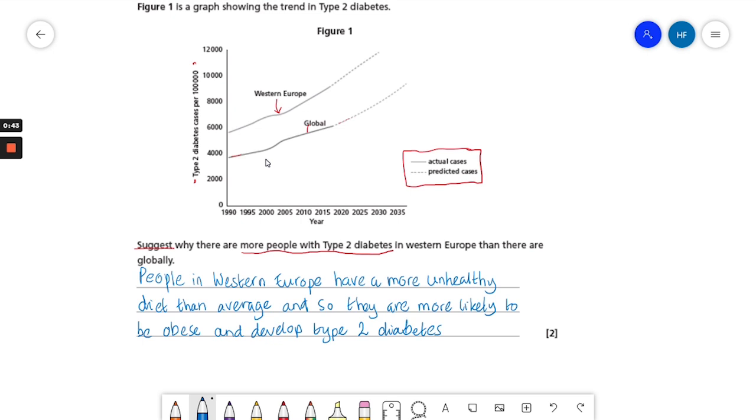The first mark here would be for stating that people in Western Europe have a more unhealthy diet, and the second mark would be for linking the unhealthy diet to obesity and diabetes.